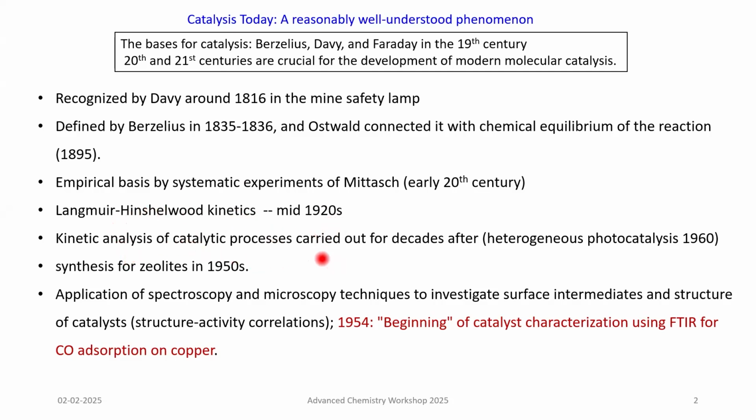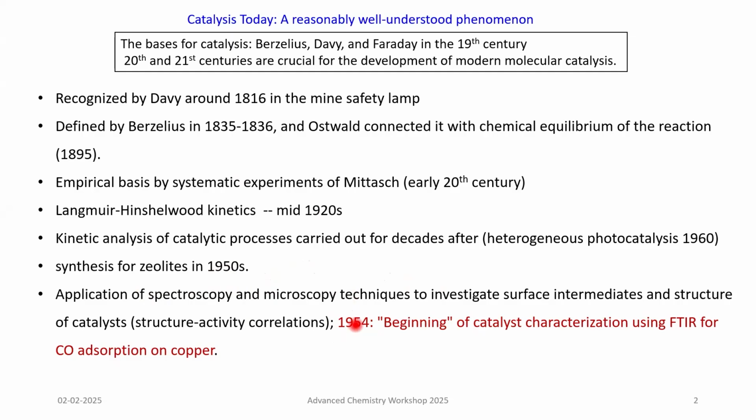Then kinetic analysis was carried out for several decades after that, almost 1920 to 1960, that is 30-40 years. People have been working on that, looking at how catalytic action is taking place, how rates are changing, what the factors are that affect the rates, and so on. Somewhere in the 1950s, they started synthesizing other kinds of catalysts. For example, zeolites are very popular, and now there are many other porous materials. Application of spectroscopy and microscopy techniques started somewhere around 1960 or 1954.